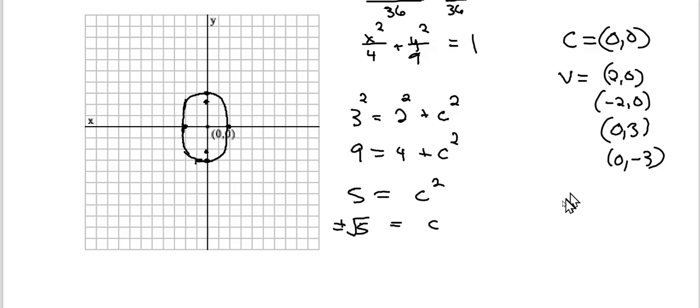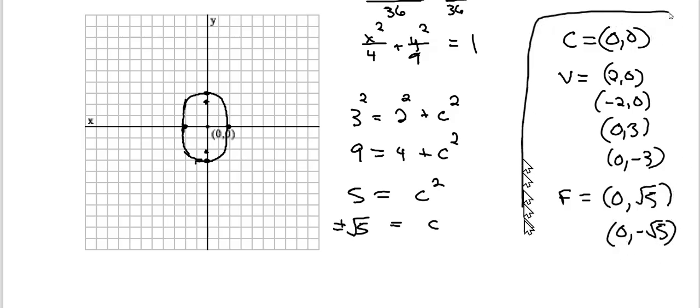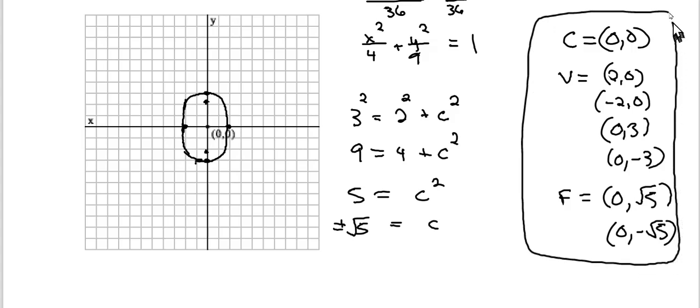Let's write what those ordered pairs are. They're along the y-axis, so x-coordinates of 0, positive root 5, and then the other direction would be negative root 5. That is everything that this question looked for, including the graph over here.